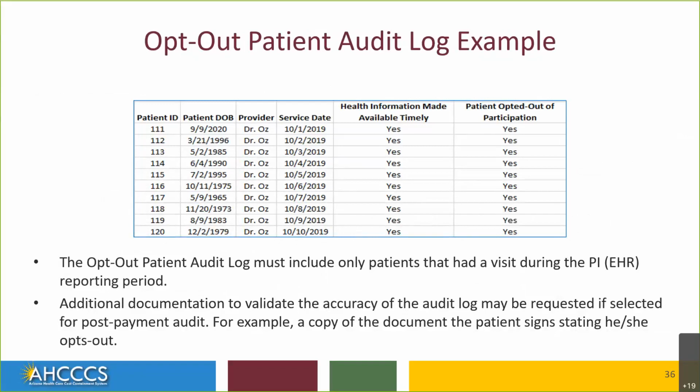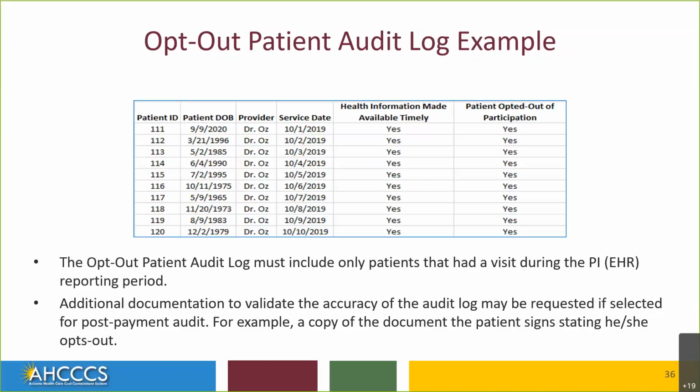Here's an example of an opt-out patient audit log. As you can see, I'm starting on the left-hand side of the screenshot. You can see the patient ID, the patient date of birth, the provider, the service date, and then you can see health information made available timely. So was that information provided to them within 48 hours? And that next line is saying, did the patient opt out of participation? So if they opted out of participation, you're good to go. These are all just examples that were made up, and none of this is actual patient health information. We just made up some random dates of birth and service dates for these patients.